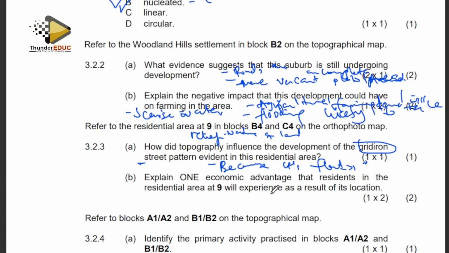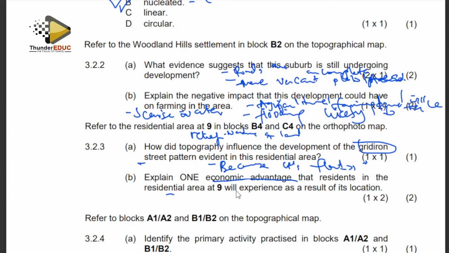Explain one economic advantage that residents in residential area 9 will experience as a result of its location. How would the location affect the residents? It can affect them negatively and positively, but in this sense, there is one economic advantage of the residential area. If that area is there, how will it affect the residents at 9?